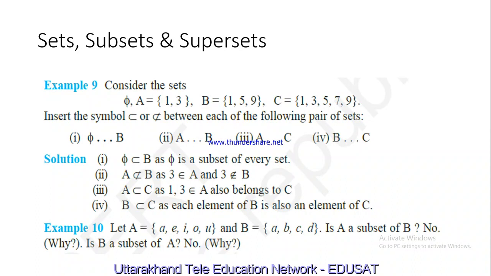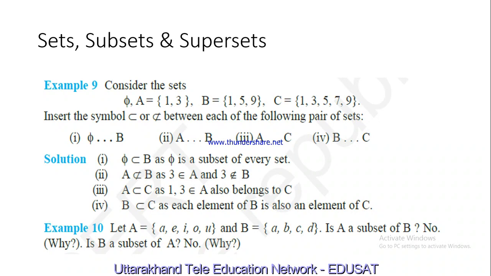Let's have a look at the second question. A has 2 elements 1 and 3, and B has 1, 5, 9. You would be able to spot that 1 is present in both the sets, while 3, which is present in set A, is not present in set B. And we had seen that the subset should have all the elements.